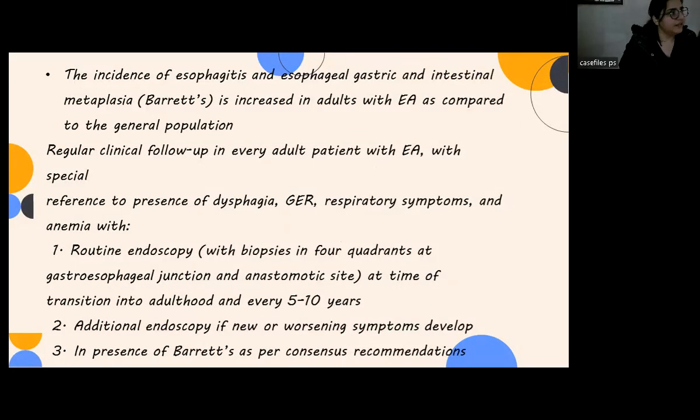The incidence of esophagitis and esophageal gastric and intestinal metaplasia, that is Barrett's esophagus, are increased in adult patients who had esophageal atresia and were surgically treated for the same. Thus, regular clinical follow-up in every adult patient with esophageal atresia is recommended, and we have to specially look for the presence of dysphagia, any GER, respiratory symptoms, or anemia. It is recommended that we should follow them up with routine endoscopies, with biopsies in all 4 quadrants at the gastroesophageal junction, and also at the anastomotic site at the time of transition into adulthood, and then once every 5 to 10 years. Additional endoscopy can be considered if these patients have any worsening of symptoms or any new symptoms develop. And in Barrett's esophagus also, the same has been recommended.